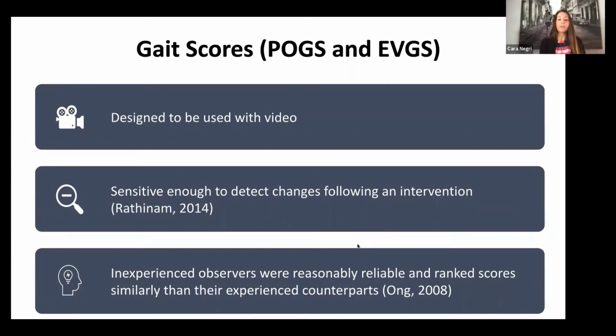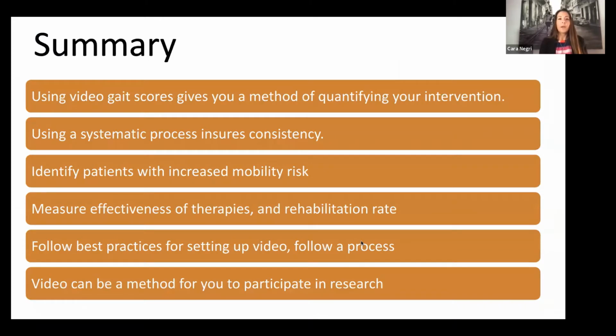You know, 20 years of experience of observational gait analysis is one thing, but if you don't have that experience, these scores can really help guide you in a way to have a method and a systematic approach to it. So we'll go over the score.